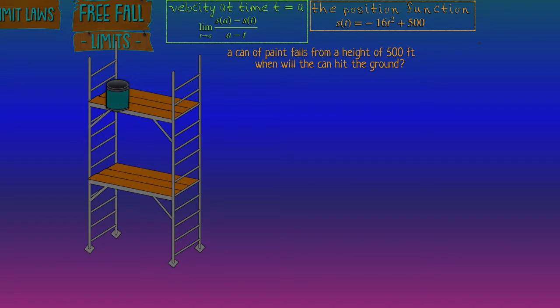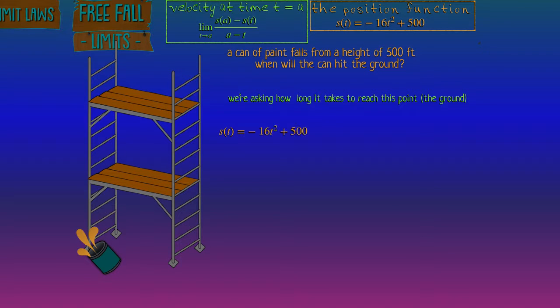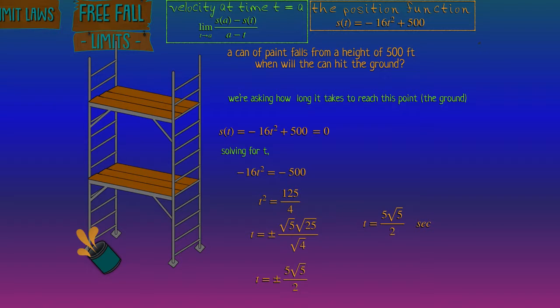All right, so when's it going to hit the ground? Well, we pause right there. So we want to know how far along is the paint can. How many seconds has it taken for it to hit the ground? And that's not too bad of a question. The position, or the height, is just going to be 0. So, simple algebra. And we end up here with 5 square roots of 5 over 2, and that's good enough.